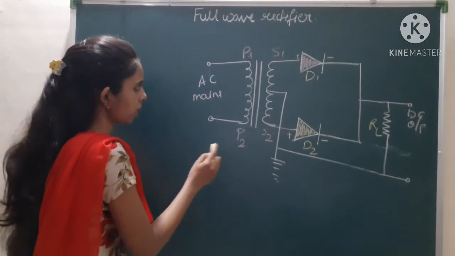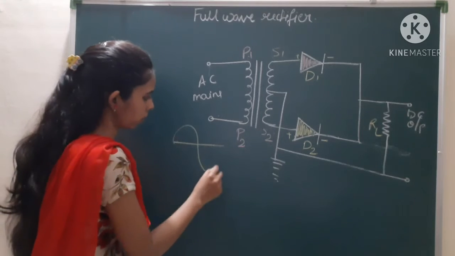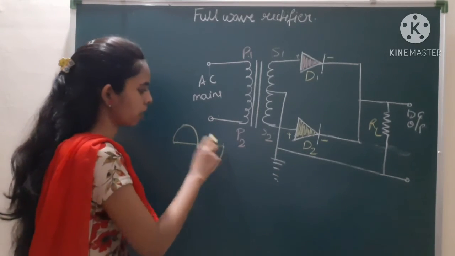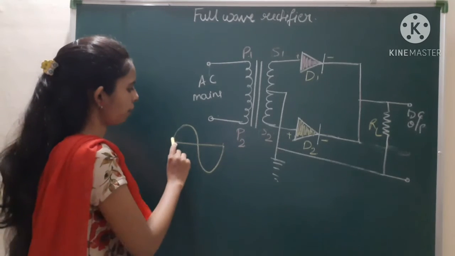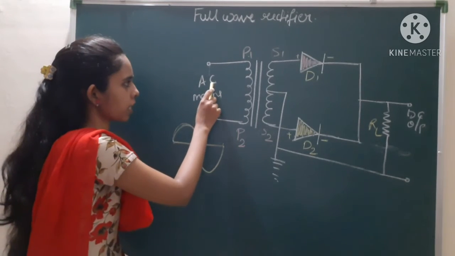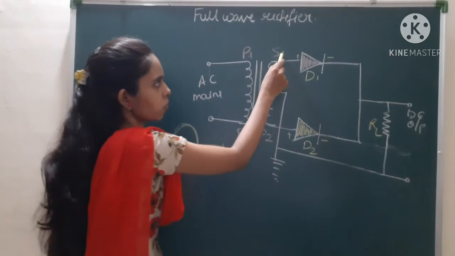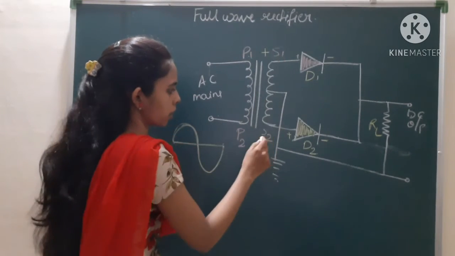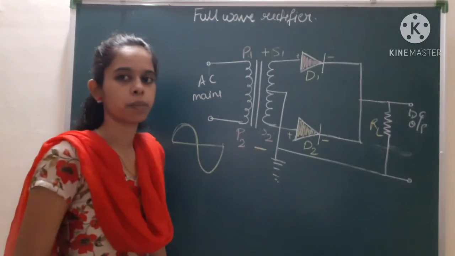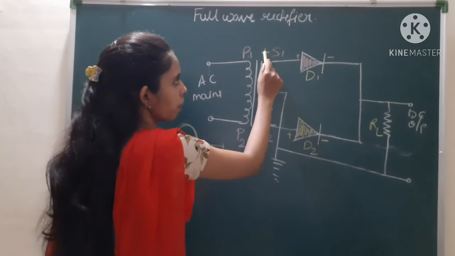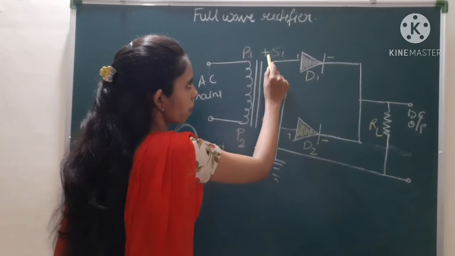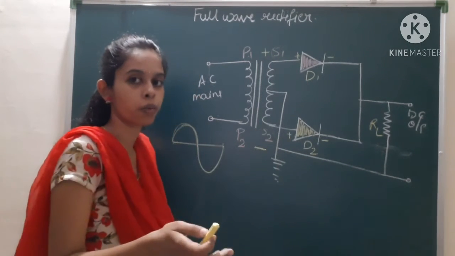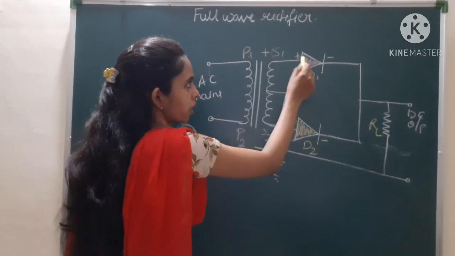Now see, AC mains is always shown in this form. That is, this is the positive cycle and this is the negative cycle. First, for the positive cycle of the AC voltage, S1 will become positive and S2 will become negative. Now see, here P1 and this S1 will become plus and this is plus. So therefore, this plus and plus will make forward bias. This diode will work in forward bias.